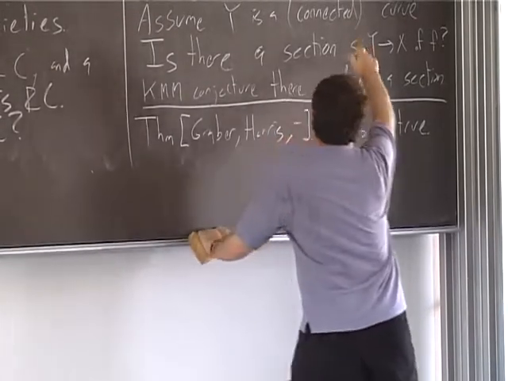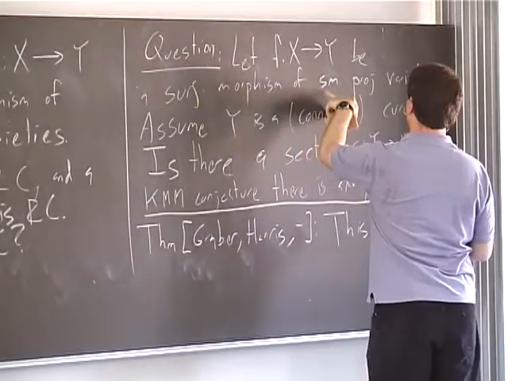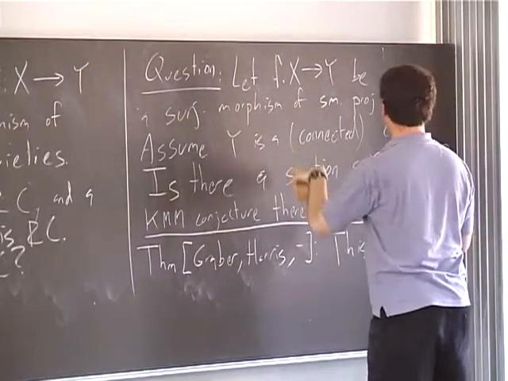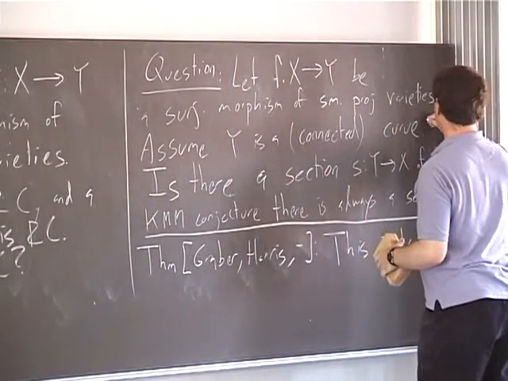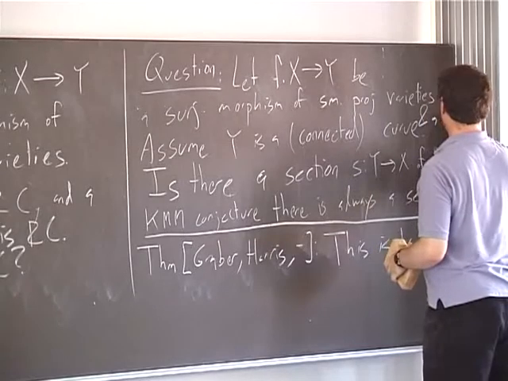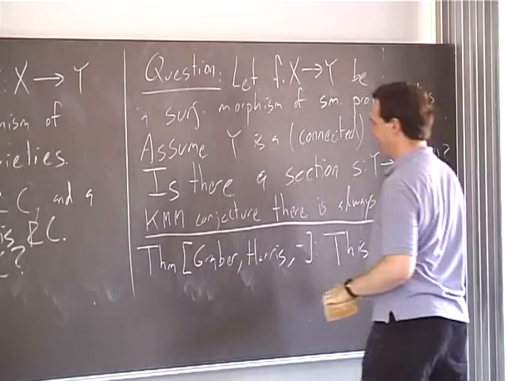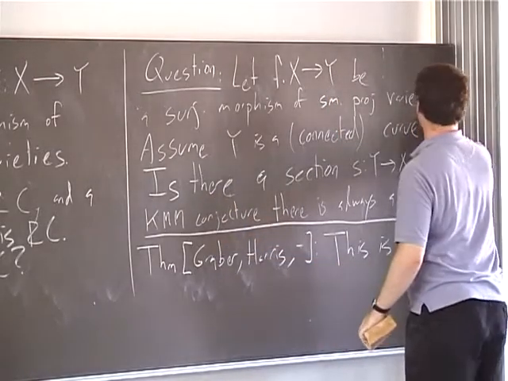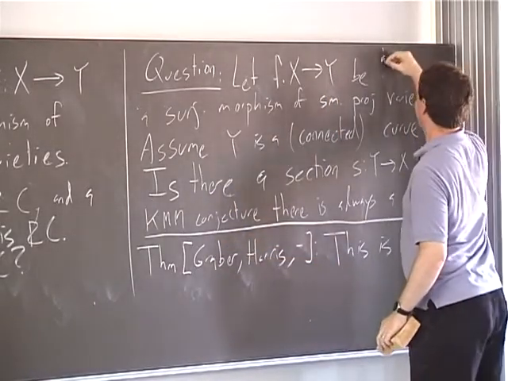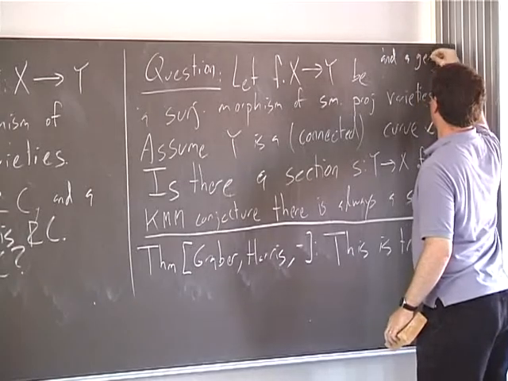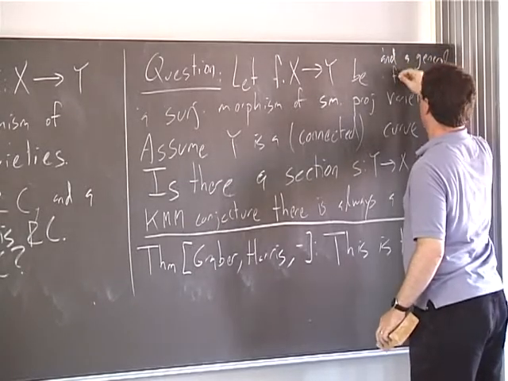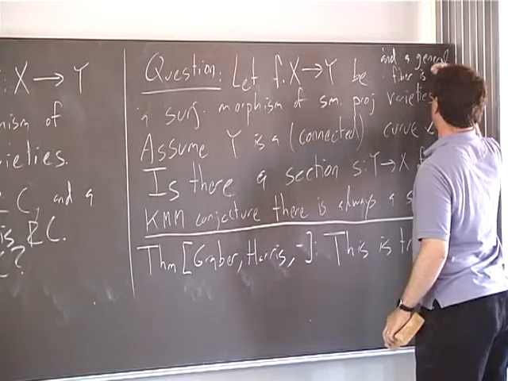Oh, I'm sorry, the general fiber is rationally connected. Let this be a surjective morphism of smooth projective varieties. Assume y is a connected curve and a general fiber is rationally connected. Yes, of course, not every morphism to a curve has a rational section. And assume a general fiber is rationally connected. So the geometric generic fiber is rationally connected.